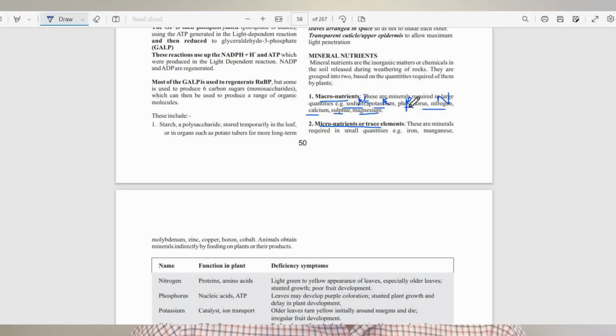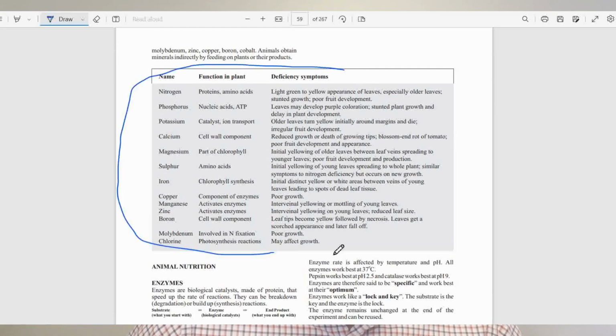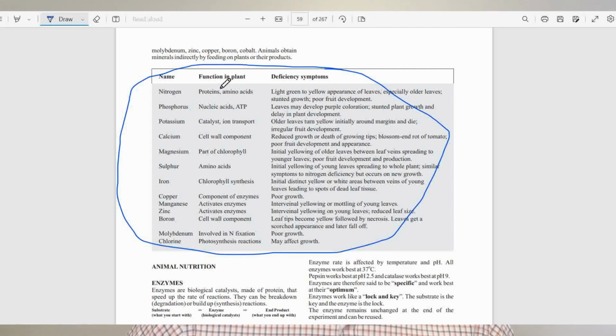So if you remember NPK, which is nitrogen, phosphorus, and potassium, then you can add calcium, sulfur, and magnesium. Now, magnesium, for example, is the element found in chlorophyll. So you can see how important this is as well. That helps you to remember the macronutrients. And this table shows the function and deficiency symptoms of these mineral nutrients. You should be able to remember that nitrogen plays a key role in protein and amino acid formation. The same thing with phosphorus and potassium. Phosphorus is important for nucleic acid and ATP formation, and potassium is a catalyst and also an ion required for ion transport.